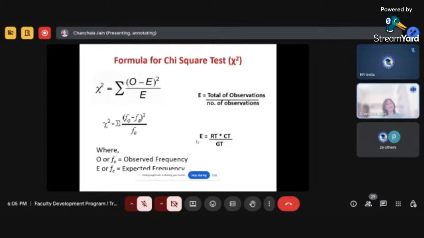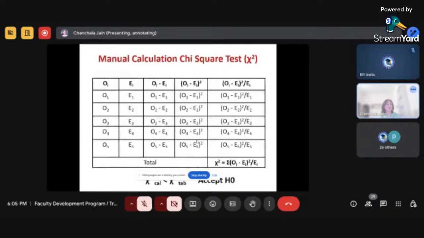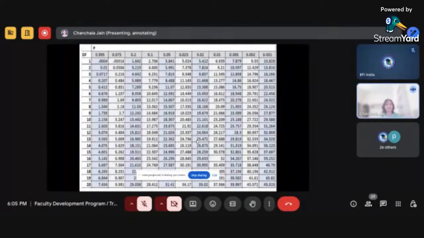Again I'm repeating, you do not need to bother as we are using SPSS, and SPSS will give it to you very easily. Now I think I'm skipping this slide. This is the manual calculation of the chi-square test table, so I'm skipping this.